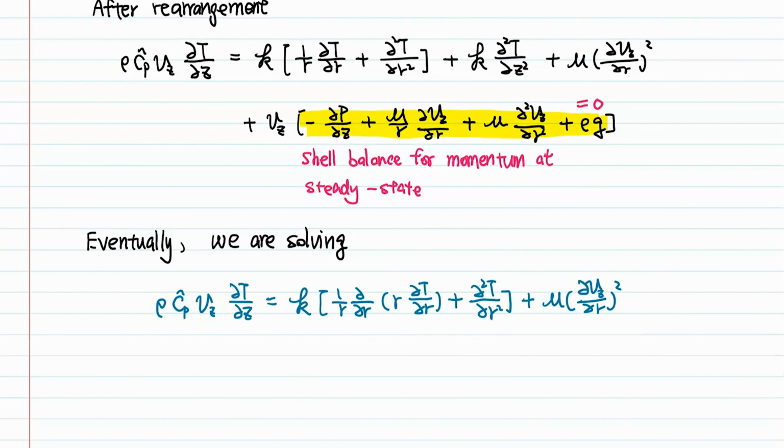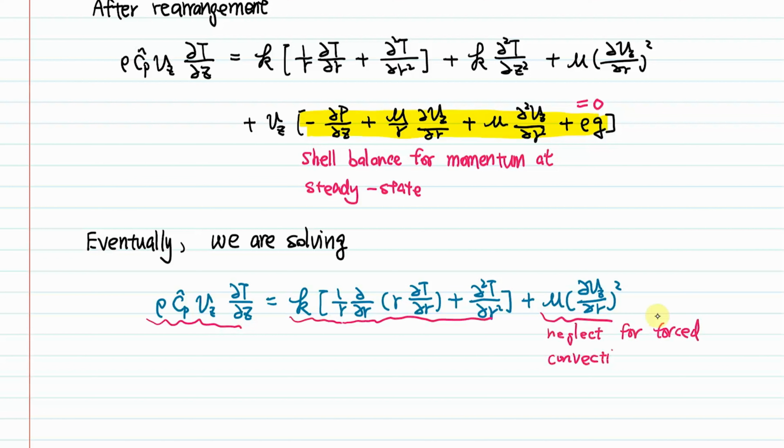Okay, so everything now looks very simple, right? So you have a convective term right here on the left hand side. You have the thermal conductivity term, which is the conduction term, and you have the work associated to fluid motion. And typically, for forced convection problems, we will neglect this term, because it's not really dramatic and it's already taking a square, so it's not going to affect much.